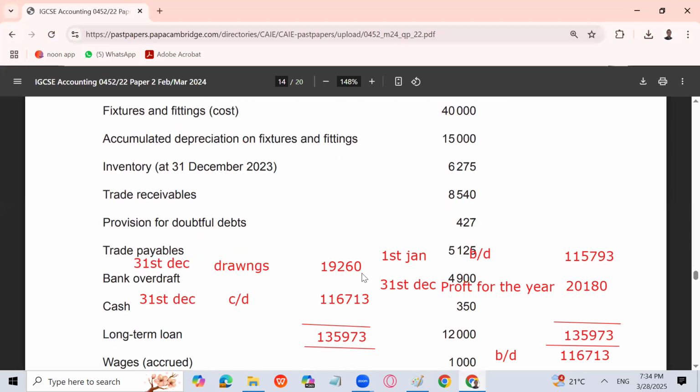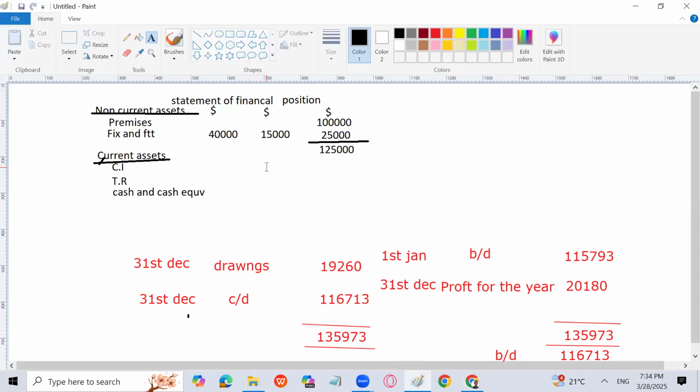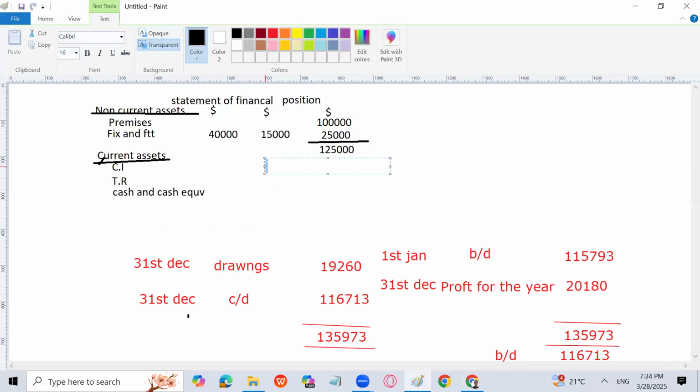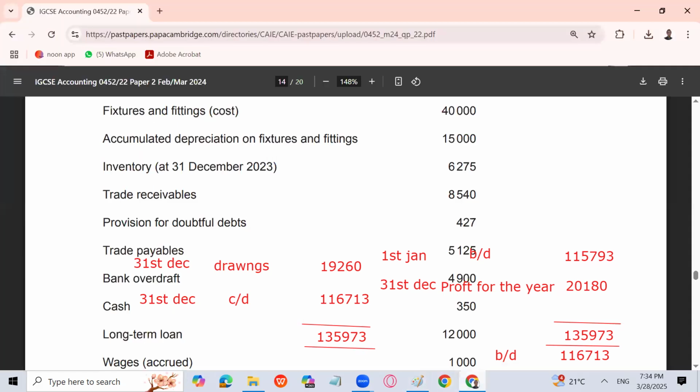Inventory, which is given in the question at 31st December, is 6275. Trade receivables 8540. Let me write 6275 in the second column. Then trade receivables are given. They are 8540 minus 427. Why, sir? Because provision for doubtful debt is supposed to be subtracted from the trade receivables. So we will subtract 427 from 8540.